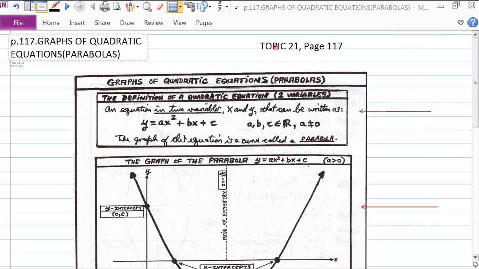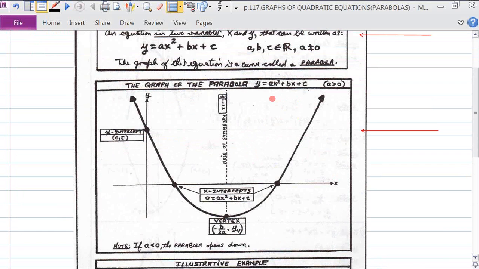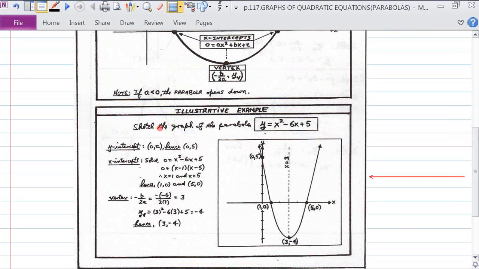We're on topic 21, page 117, and we're going to start off with the definition of a quadratic equation. That's the first part. And we're going to do the graph of a quadratic equation, or a parabola. We're going to show the different parts. And finally, we're going to do an illustrative example of how to draw the graph of a quadratic equation.